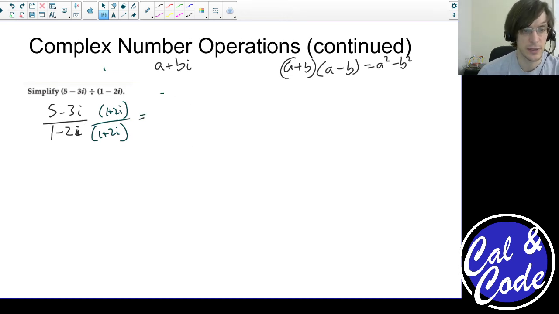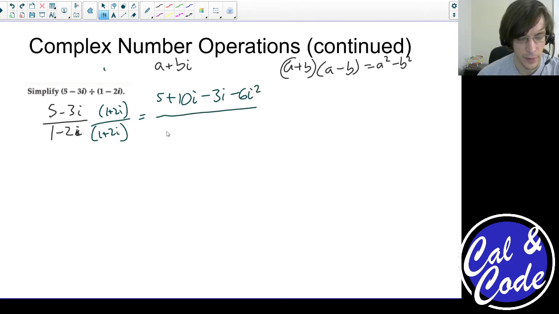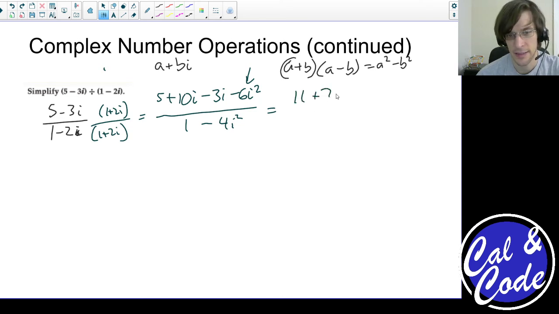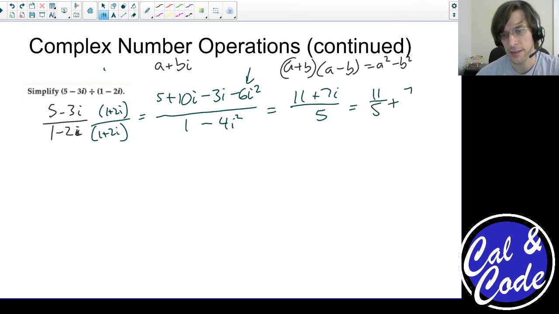What we end up with when we distribute is 5 plus 10i minus 3i minus 6i squared, all over, multiply this thing all out, and you'll get 1 minus 4i squared. Combine like terms. This is the same as plus 6 because negative 6i squared is positive 6. So that's 11 plus 7i all over 5. By the same logic, 11 fifths plus 7 fifths i. Alright, so dividing takes a little bit more time, a little bit more thought, being a little bit more careful, but remembering to use conjugates is going to save you a lot of work.